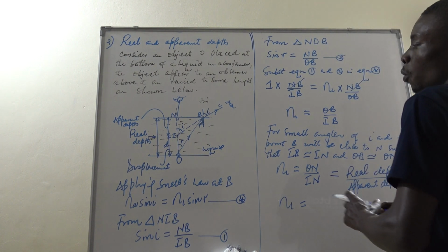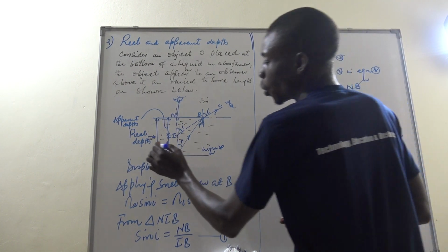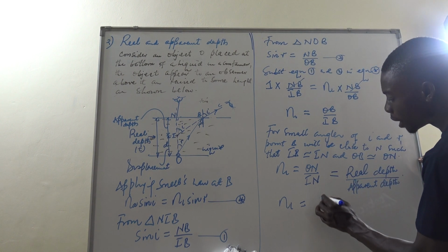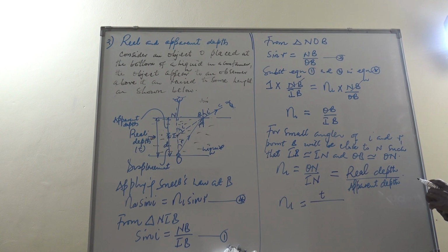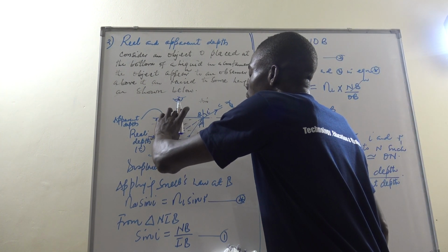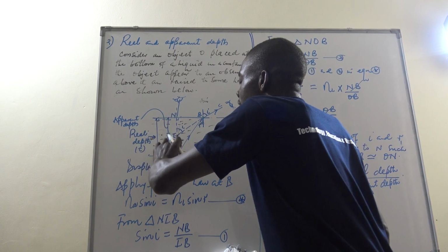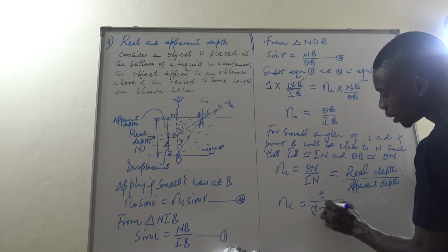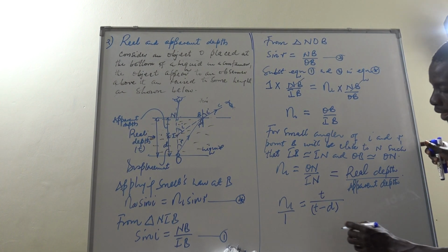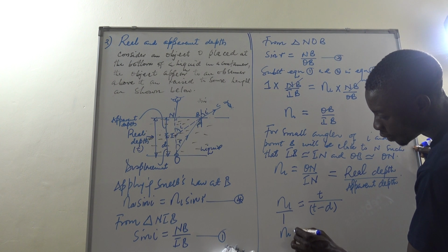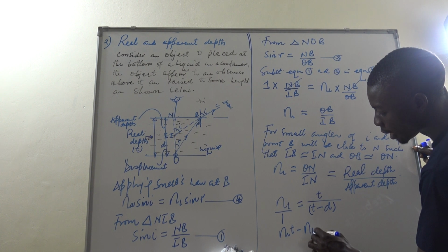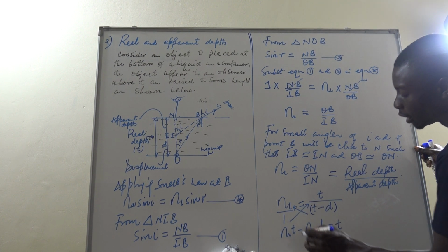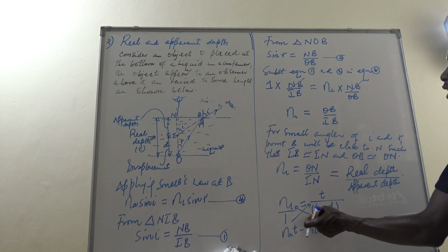So I can now continue and say NL is equal to real depth. What is our real depth? If I'm to continue, let me call my real depth T. Isn't it? Real depth T, and then it will be T out of apparent depth. Apparent depth is this, therefore it will become T minus D. So it will be T minus D. And now from here, I can decide to cross multiply, and I have NL times T minus D equaling T. That is if I make the decision of cross multiplying and opening the bracket, NLT minus NLD.